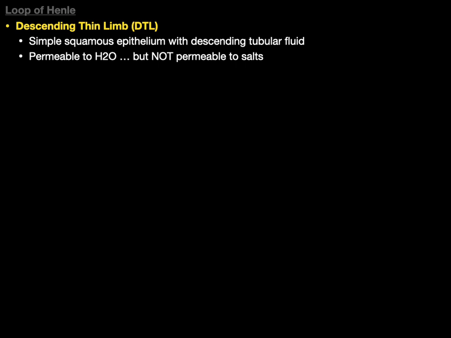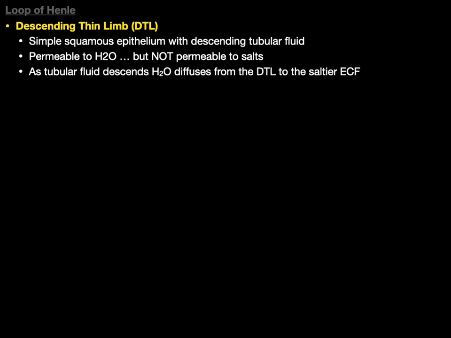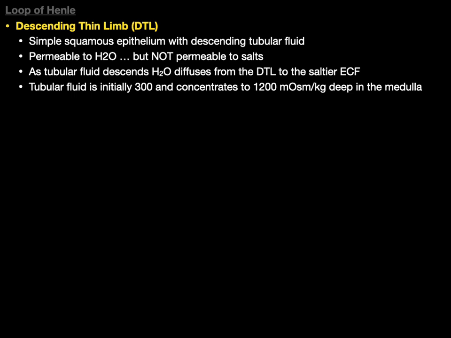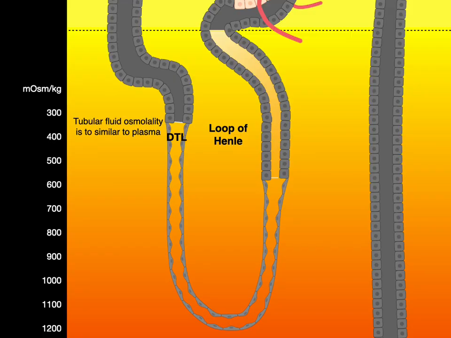The very key part of this is the descending thin limb is permeable to water, but not permeable to salts. So as the tubular fluid descends, water diffuses from the descending thin limb to the saltier extracellular fluid. And that's why the tubular fluid initially begins at 300, but is then concentrated to 1200 milliosmoles per kilogram deep in the renal medulla.